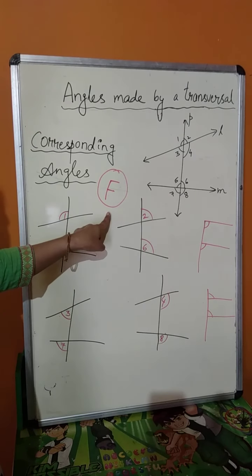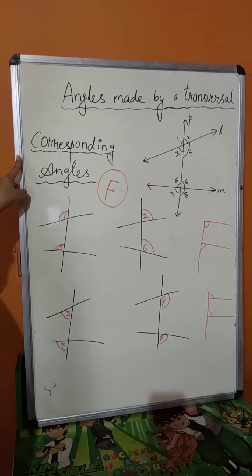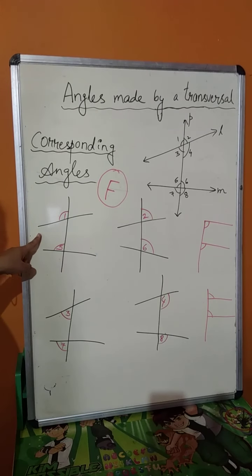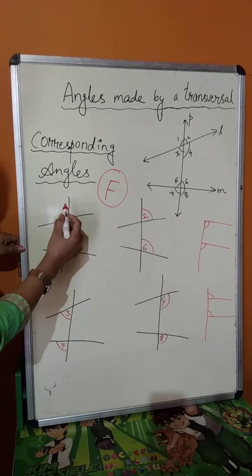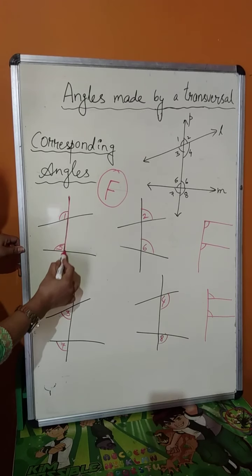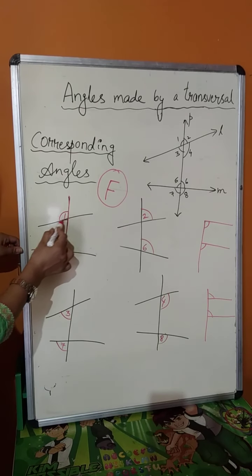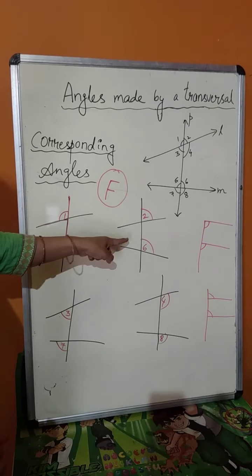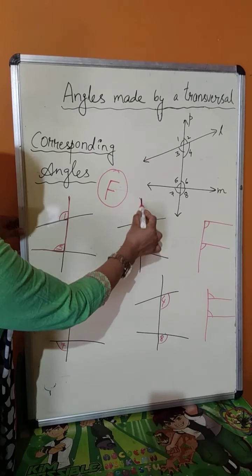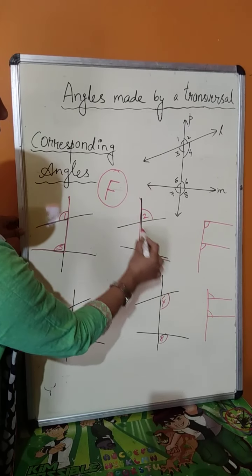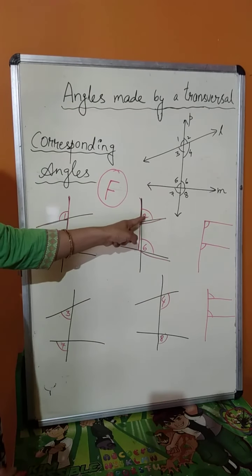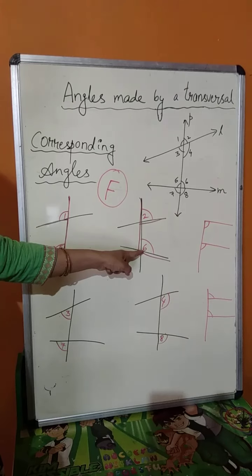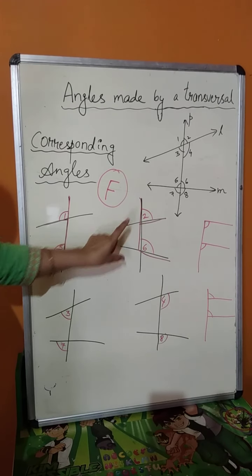F stands for corresponding angles. As you can see in this figure, you can see F. These two angles are forming an F, so angle 1 and 5 are corresponding. Similarly here, F is like this, so this angle and this angle are corresponding. F shape again we are getting here.